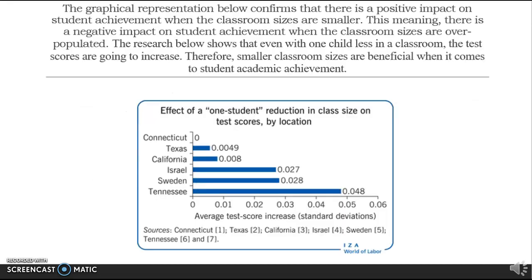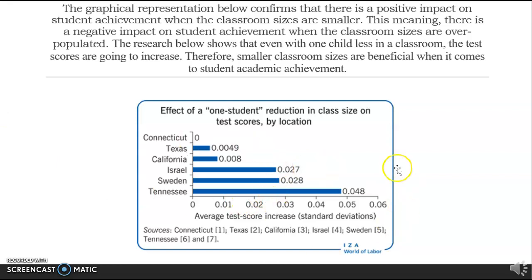The graphical representation below confirms that there is a positive impact on student academic achievement when the classroom sizes are smaller. This means there is a negative impact on student achievement when the classroom sizes are overpopulated. The research below shows that even with one child less in a classroom, the test scores are going to increase. Therefore, smaller classroom sizes are beneficial when it comes to student academic achievement.